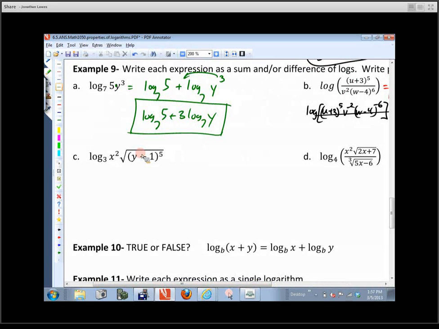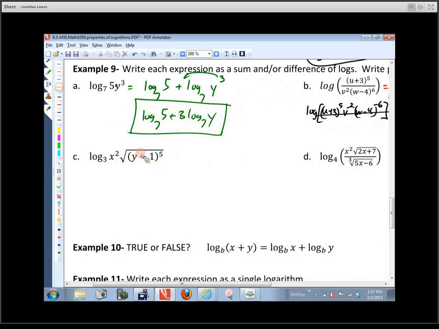Now, you'll remember a couple days ago I said logarithms don't play very well with radicals. They work really well with exponents. So what do you notice that we could do with this to make it a little bit easier to work with logarithms? Change the radical into an exponent. This is a square root, so what exponent is that? That is to the 1/2 power. So this would be log base 3 of x squared, and then this would be y minus 1 to the 5/2. Okay, that's it.